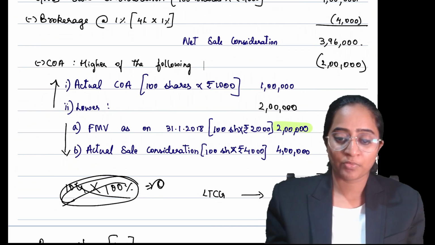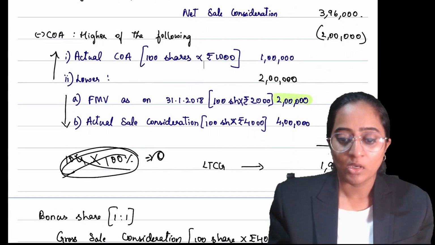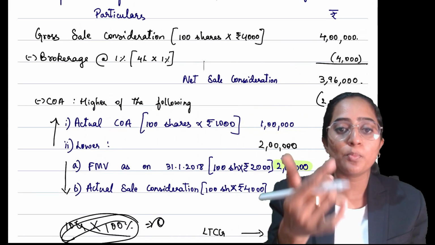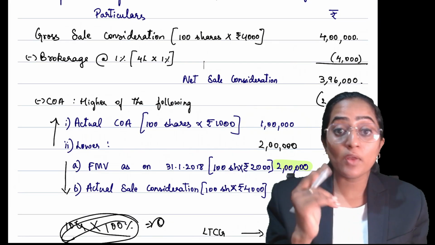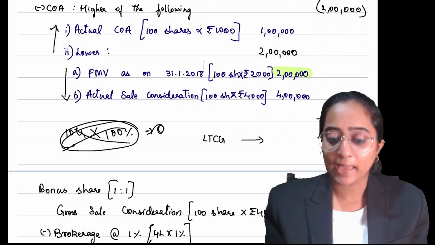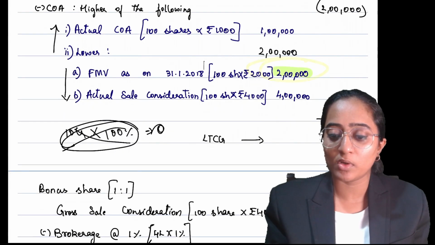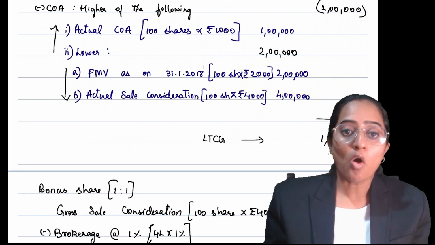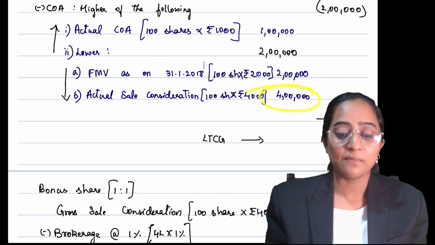Everyone. So, in this case, can I say my actual cost is 1 lakh. The money which moved out of my pocket is 1 lakh. Lower of the following is going to be exempted. That is the maximum amount of 2 lakh rupees, whatever I am writing over here. Maximum amount of 2 lakh, or my actual sale consideration 4 lakh, whichever is lower.